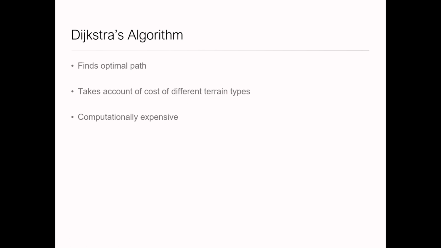So for games, this might be if you're trying to plan a path that might cross different types of terrain. Going through a swamp is more expensive than going across open ground. One of the problems with Dijkstra's algorithm is it's computationally expensive. You typically don't want to do this repeatedly on a large map. So if you're trying to do this for lots and lots of game objects and your map is pretty large, you probably don't want to use Dijkstra's algorithm.